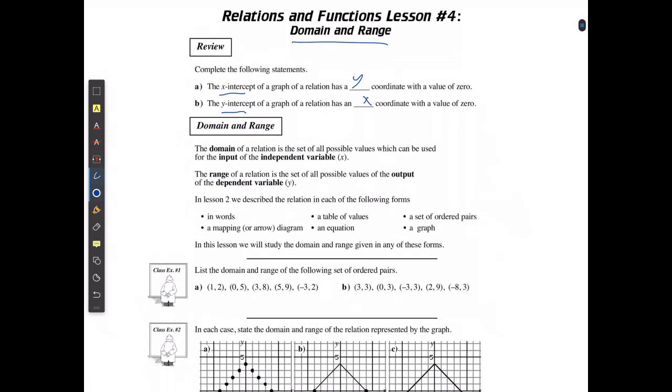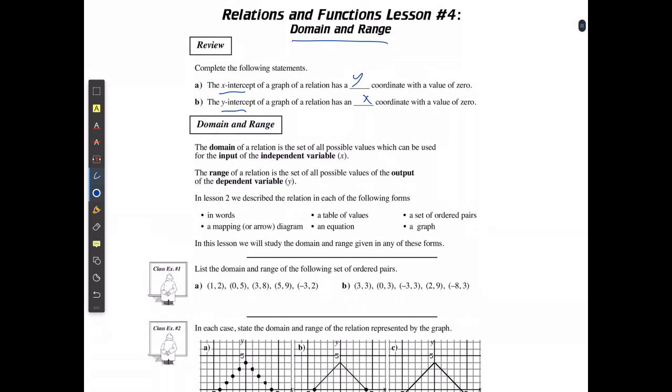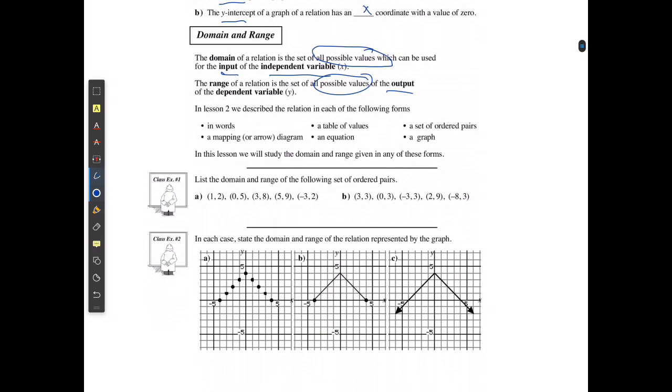The domain and range are going to be all of the possible values which can be used for the input and all the possible values that can be used for the output. In lesson 2, we looked at this in words, mapping or arrow diagrams, table of values, equations, set of ordered pairs, or graphs. In this case, we're going to focus specifically on how we can represent these actual values.